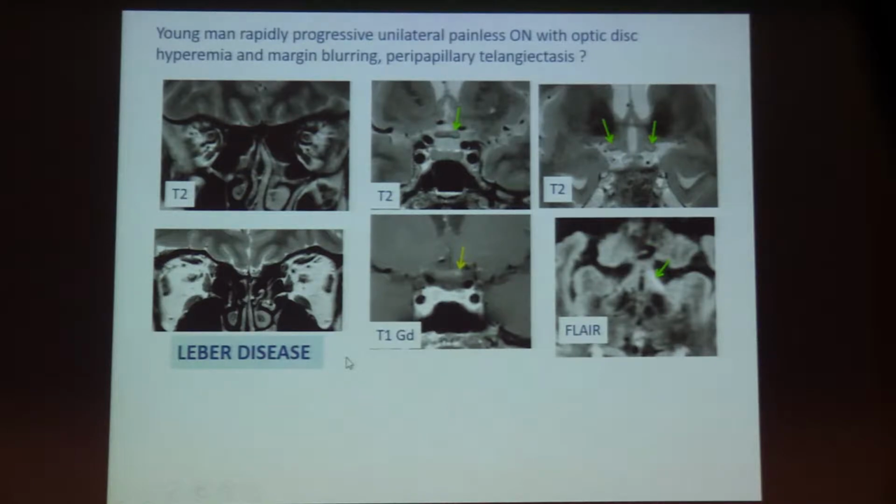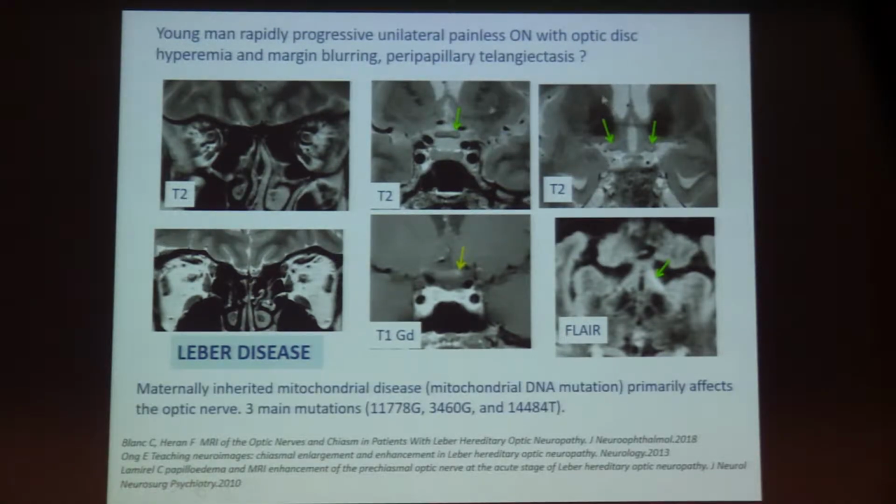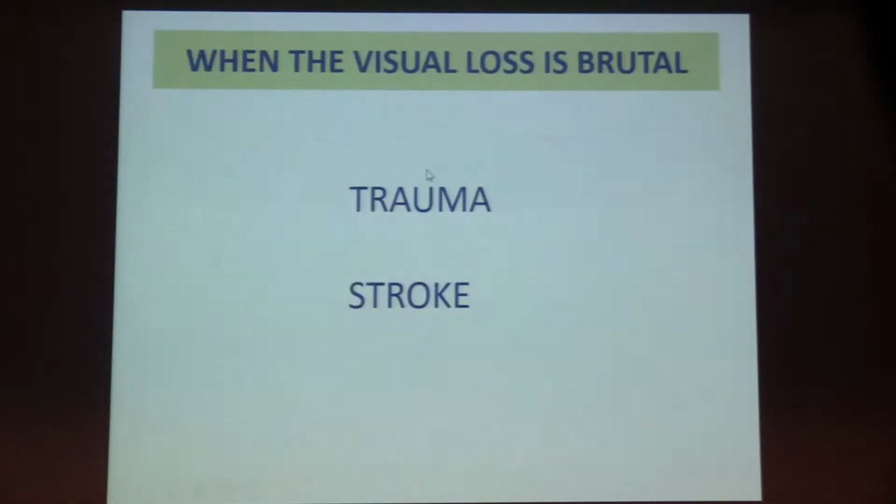When you have a young man that shows something that could be optic neuritis, but there is no pain, and the optic chiasm is specifically modified, you must think of Leber disease. It is often men, of course, and it is a mitochondrial DNA mutation that affects the optic nerve. These images are not well known, but you have to think of this once you meet the case.